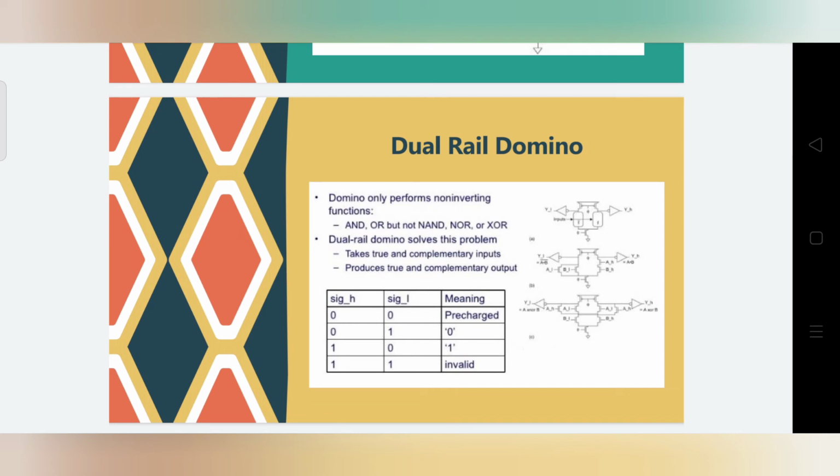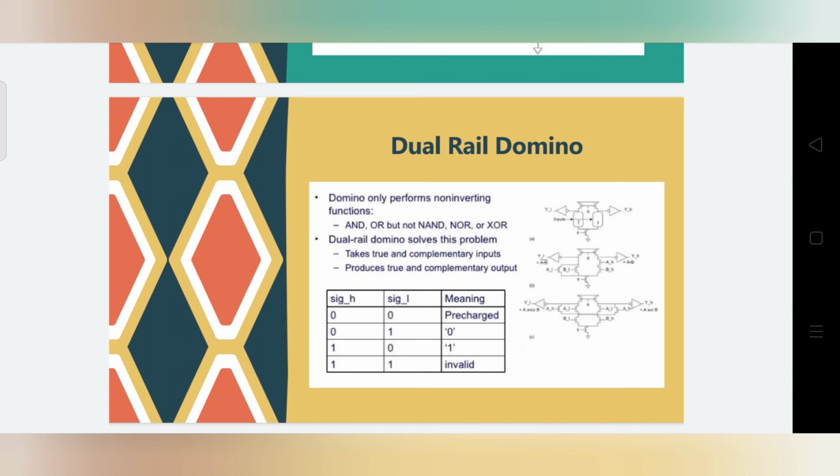and accepts both true and complementary inputs and also computes inverting and non-inverting functions. It takes true and complementary inputs and produces true and complementary outputs. Dual rail domino signals not only the result of a computation but also indicates when the computation is done. Before computation completes, both rails are pre-charged. When the computation completes, one rail will be asserted.